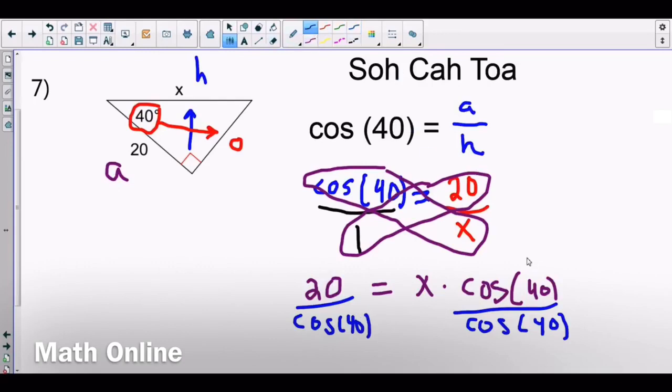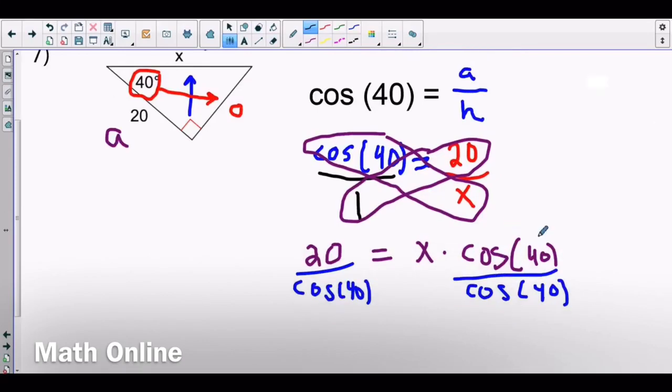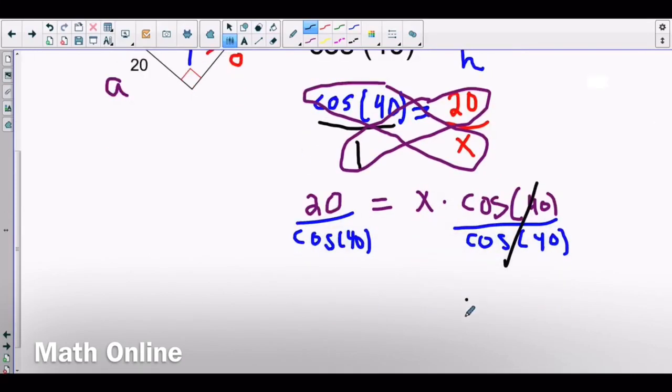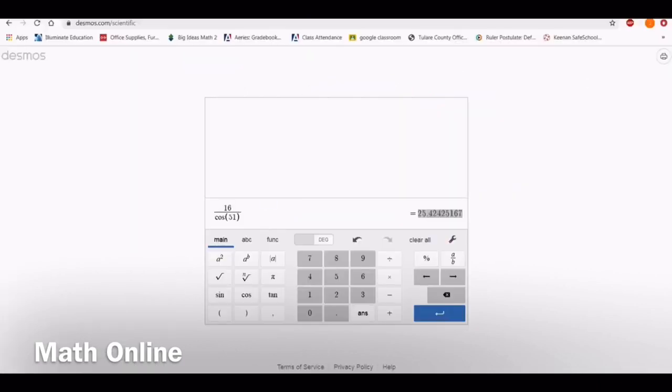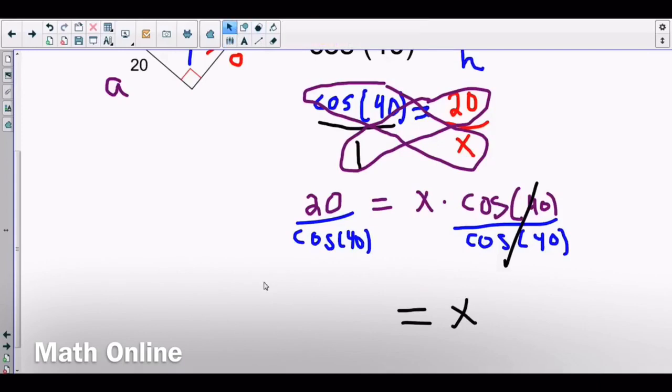So we're going to get 1 here, a number over itself, it just becomes 1. So we're left with x is equal to whatever this number is. So we go back to our calculator and we clear this, and we say 20 divided by cosine of how many degrees, guys? 40 degrees, and it gives us our answer. So the missing leg is actually 26.1 units long. So copy and paste it now. So paste it here. There it is.